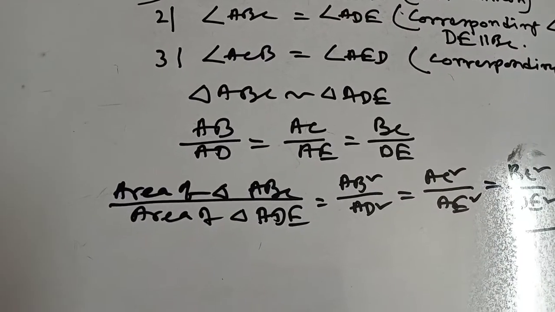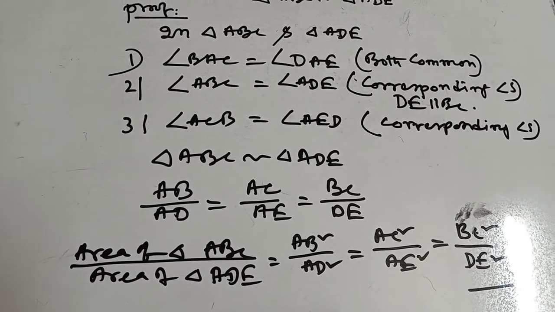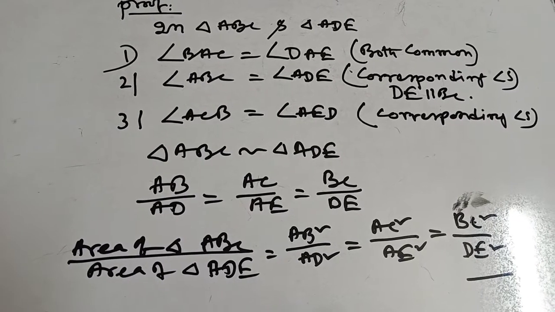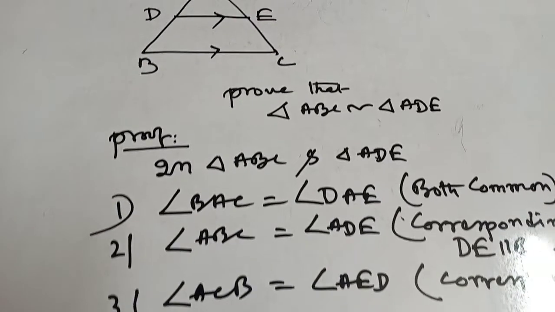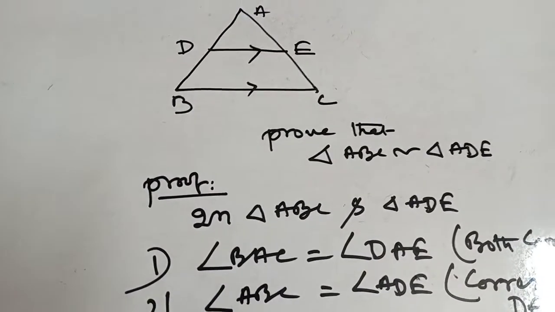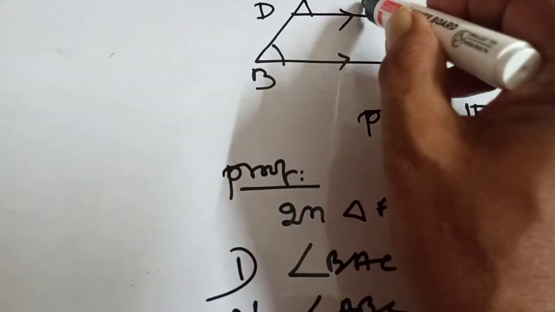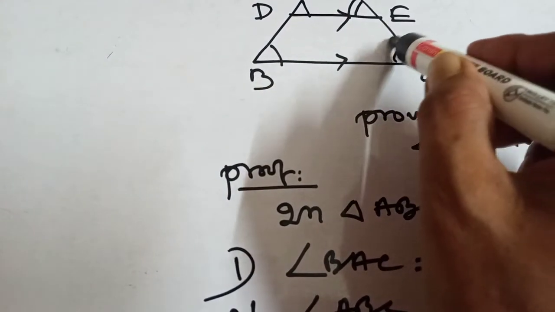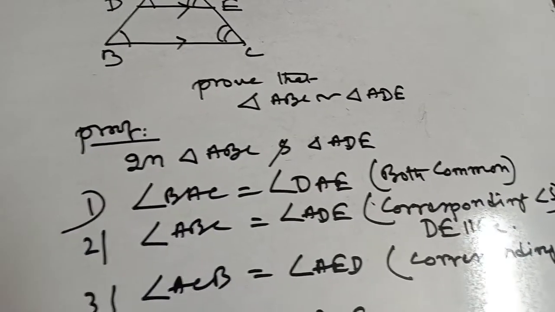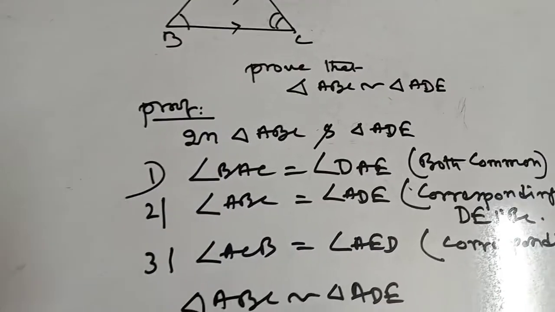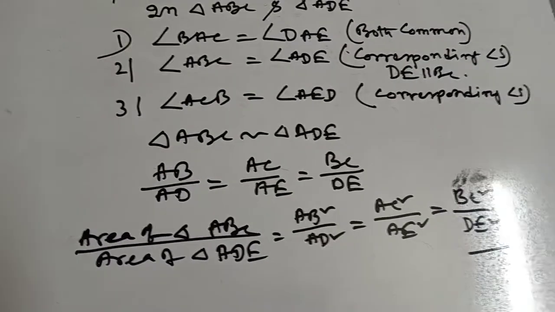Two triangles will be similar when three angles of one triangle are equal to the three angles of another triangle, then both triangles will be similar. That means this equals this, and this is common. Then you can write both sides are in ratio, and the area of the triangles is equal to the corresponding sides squared. Okay.